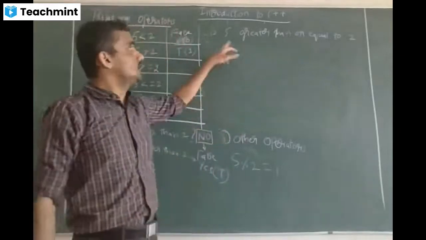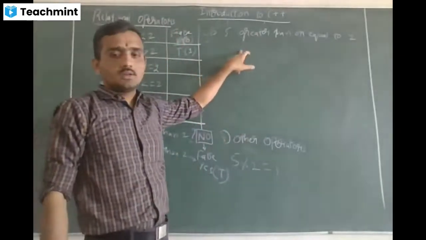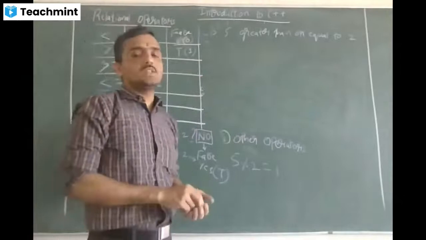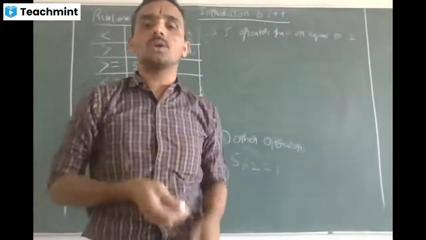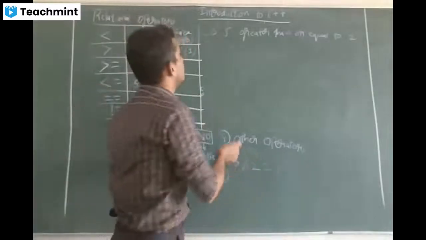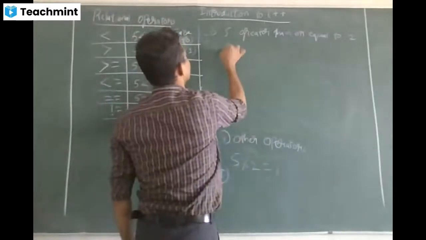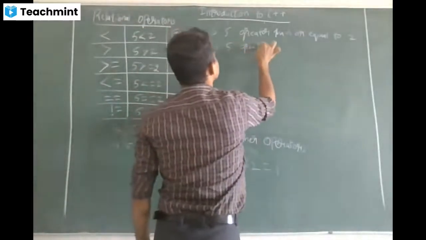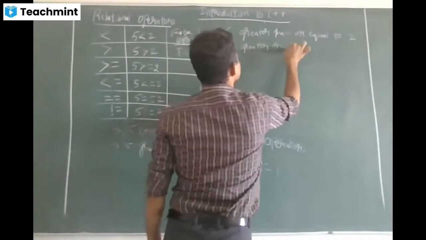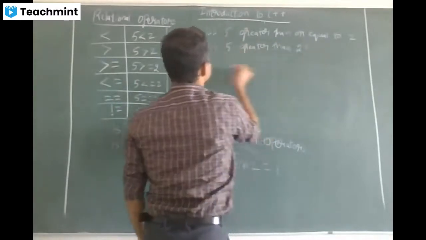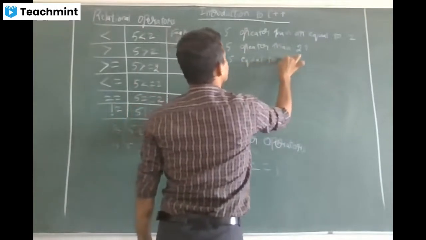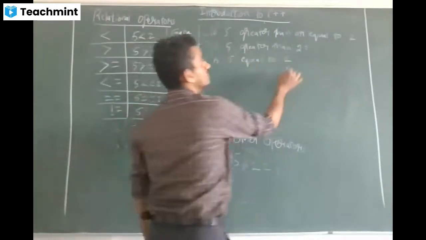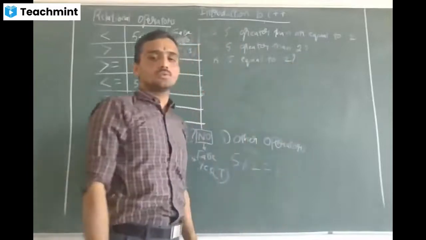So next, is 5 greater than or equals to 2? In this case, we have two results. Two results in the sense, two questions you have to ask. First question, is 5 greater than 2? Next, is 5 equal to 2? Is 5 greater than or equal to 2 means two questions.